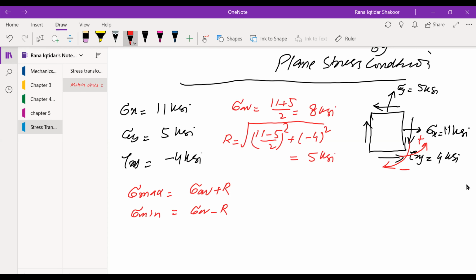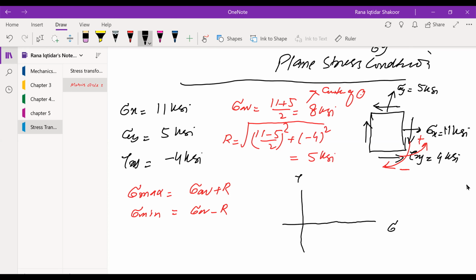Right? So we know that sigma average defines the center of the circle, and R defines the radius of the circle. So now we are ready to draw this circle. So this is our sigma axis, this is our tau axis.